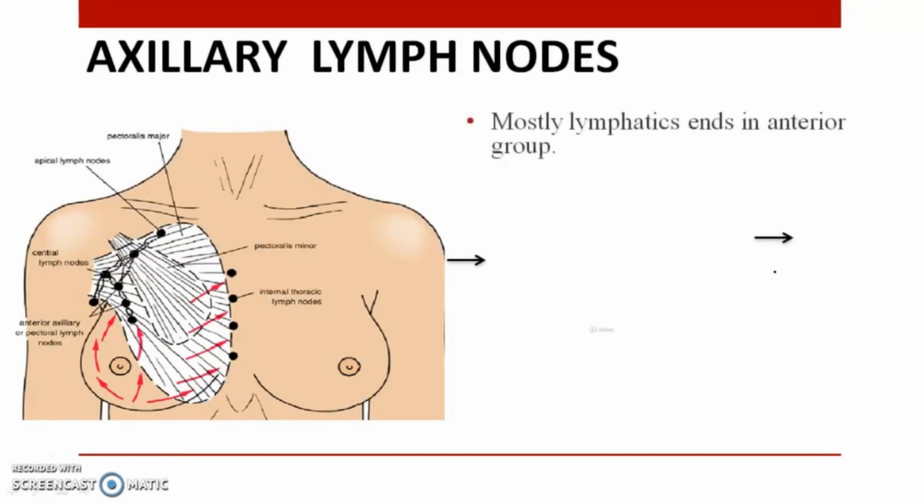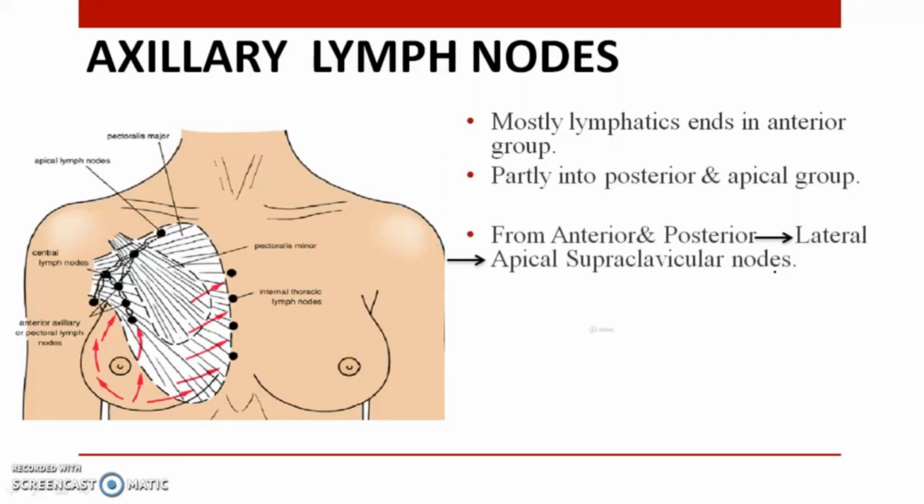As I said, we have 5 groups of axillary lymph nodes. Mostly all lymphatics end in the anterior group. Compared to all other groups, the major part of the mammary gland enters the anterior group of axillary lymph nodes, and some partly into the posterior and apical groups. And from these anterior and posterior nodes, the lymph which got drained will again give some lymphatic vessels which will drain into the lateral group.